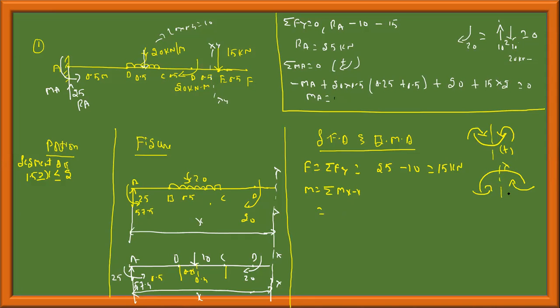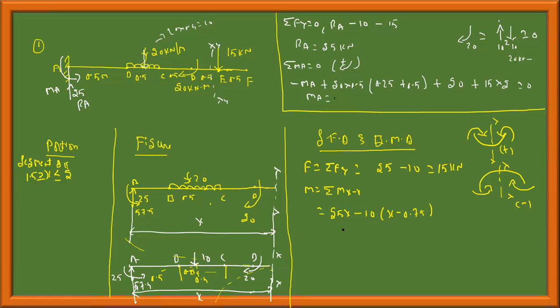About section xx, this is negative bending moment. The force is creating a moment like this, which is positive. Therefore, 25 into x. Then this load is at a distance of x minus 0.75, since the total is 1, this is 0.5, this is 0.25, and the remaining distance is x minus 0.75. This causes a hogging moment, therefore it is negative: minus 10 into (x minus 0.75).